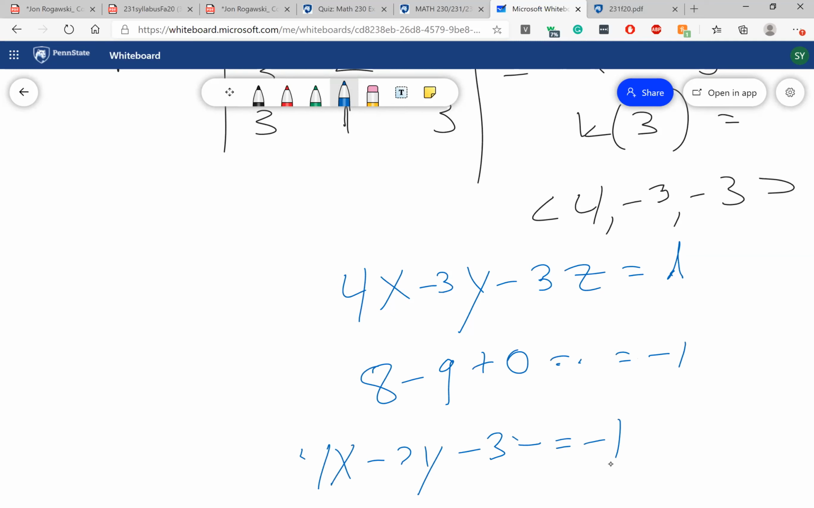So you plug in R naught for the equation of the plane? I did, yeah. You don't have to. Any point on the plane would work. You need the normal vector and you need a point on the plane. And we know that R naught is on the plane, so it works.